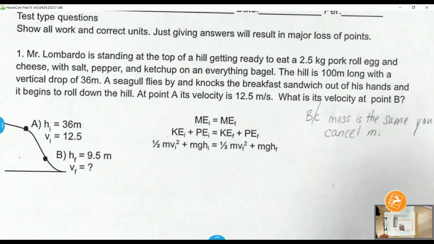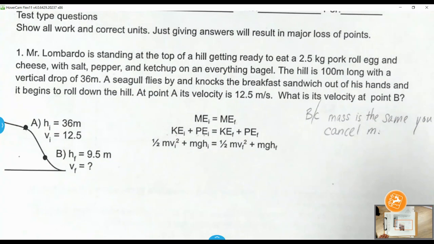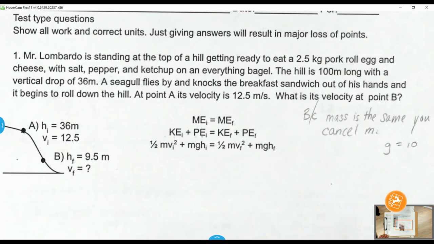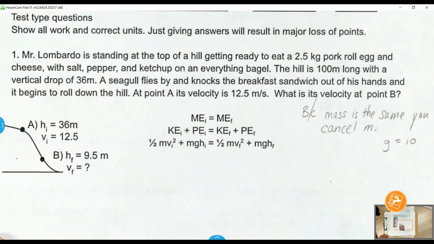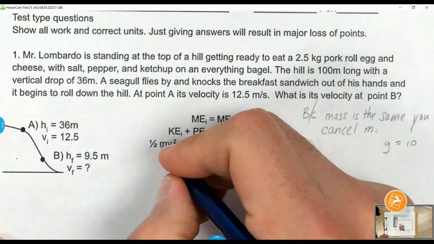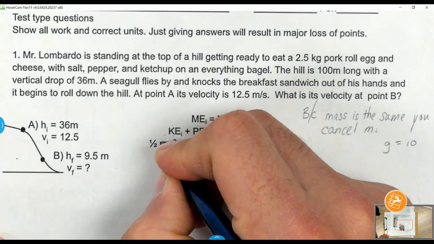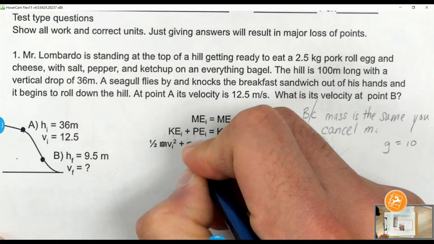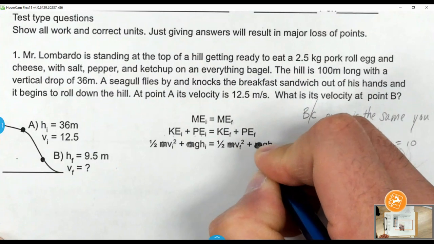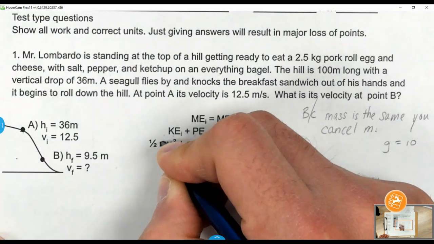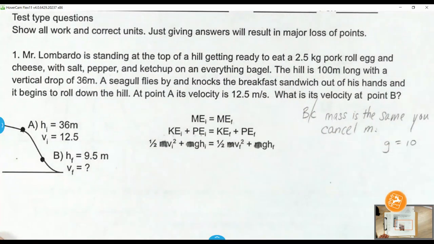What do we use for gravity? What value do we use for gravity, guys? What number? 10. All right, also I'm going to just throw that off on the side. g is equal to 10 in all of these. So because mass is the same, if everybody right now with pencils, we're going to cancel or scribble out the m's. I'm not going to need them. So that takes a bunch of numbers out of the problem.